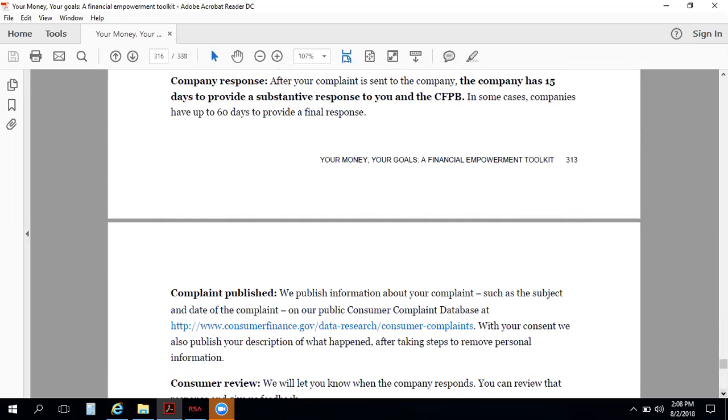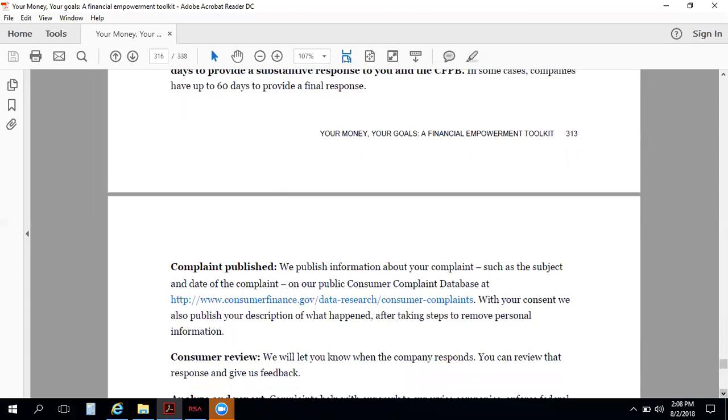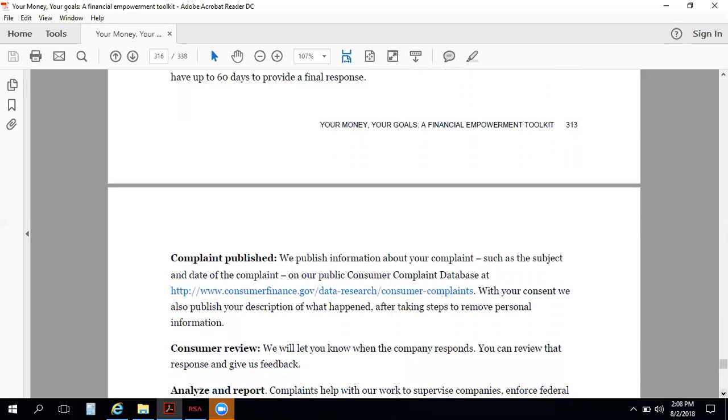So the process then is, after your complaint is sent to the company, it has 15 days to provide a response to you and to the CFPB. In some cases, companies have 60 days to provide a final response. So once the CFPB gets in touch with the company, they have 15 days from that date to answer the complaint. And then the complaint is published.